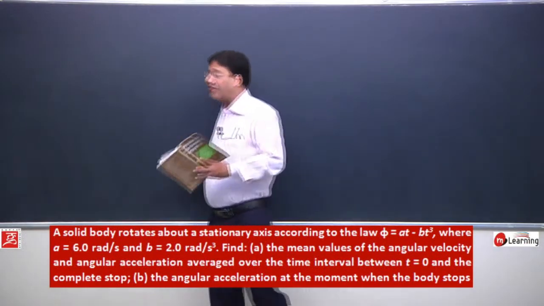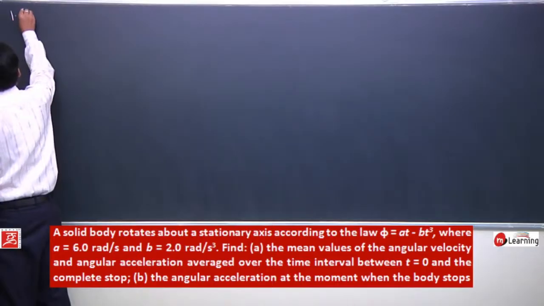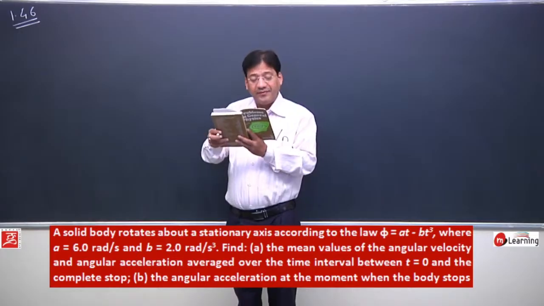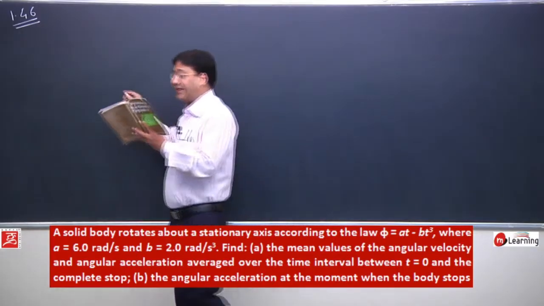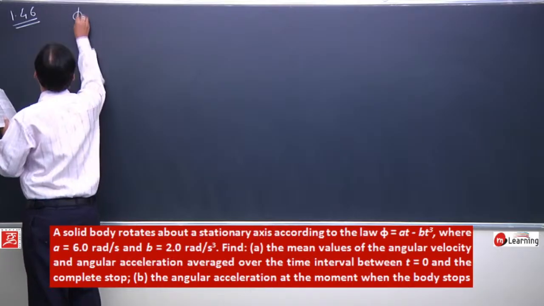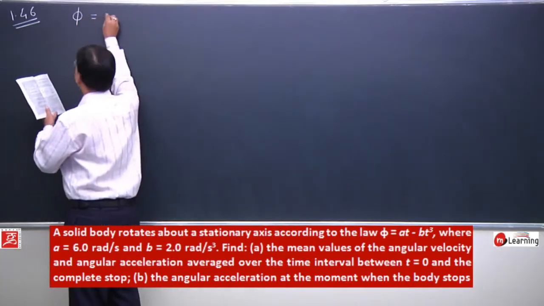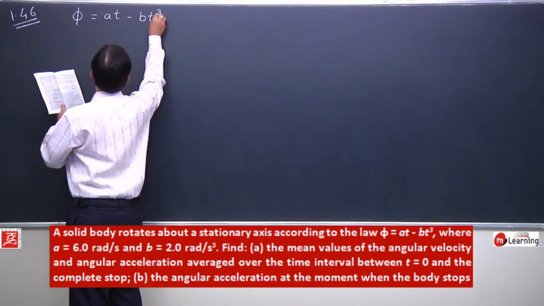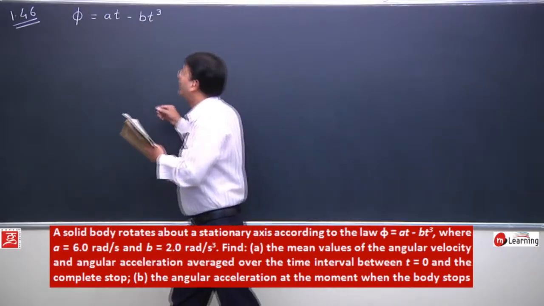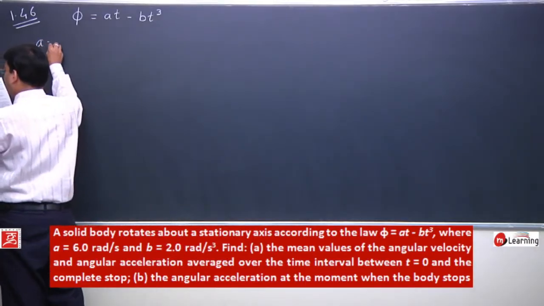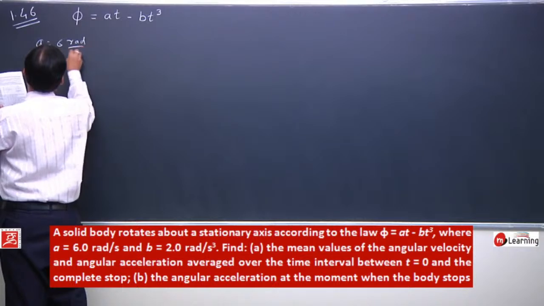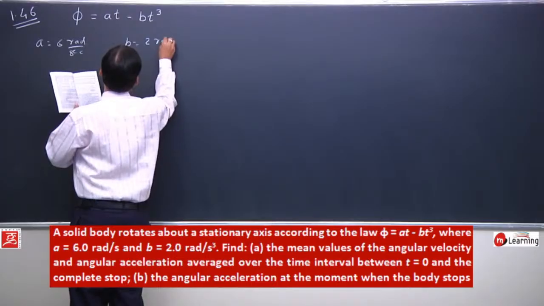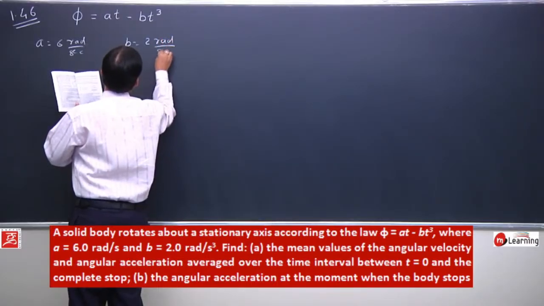Now, let me solve problem number 1.46 for you. Let's read the problem statement. The solid body rotates according to this function. Angular displacement is phi = AT minus BT cube, where A is 6 radian per second and B is 2 radian per second cube.